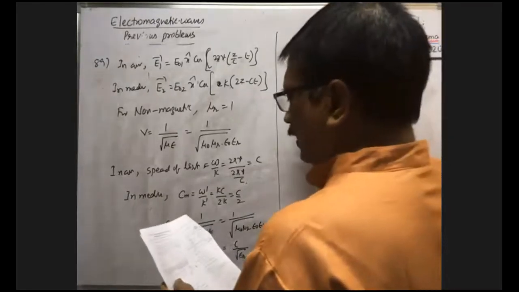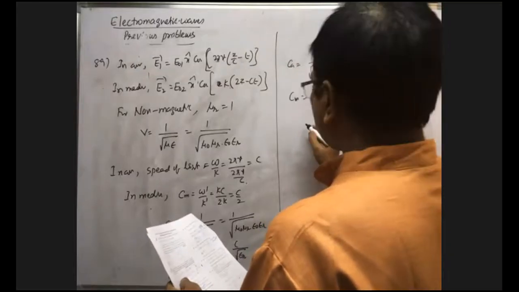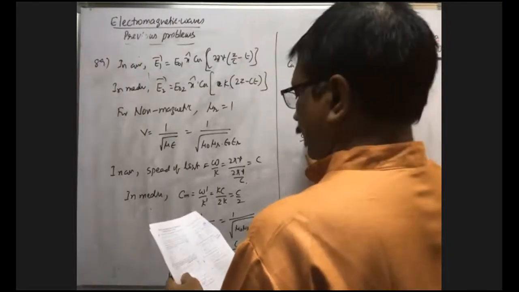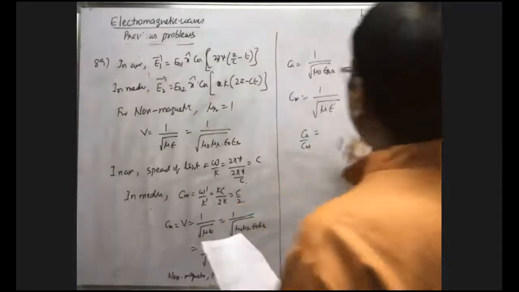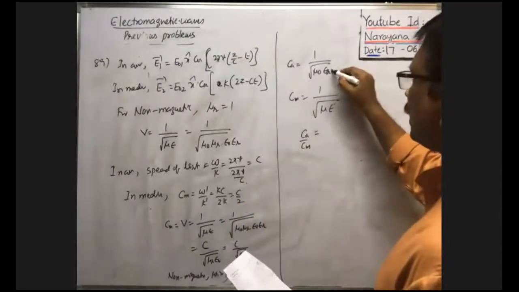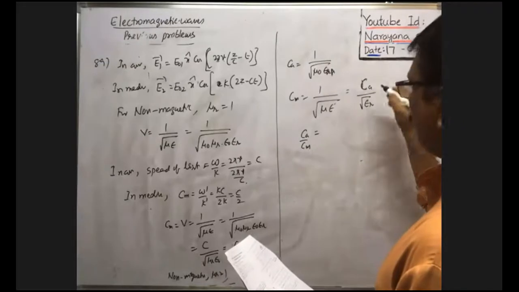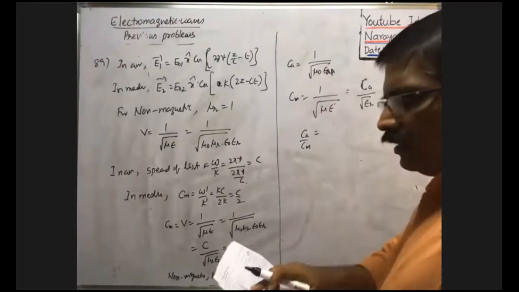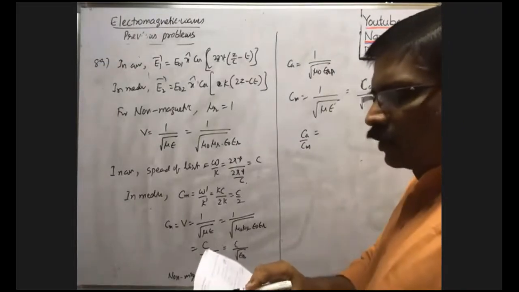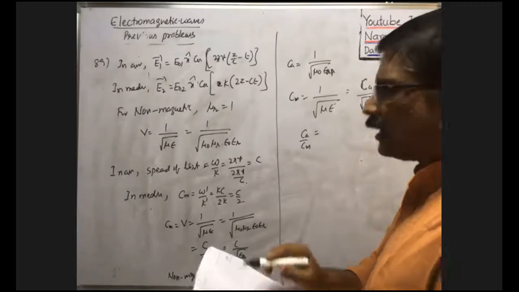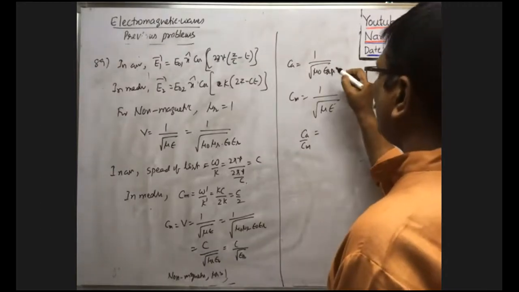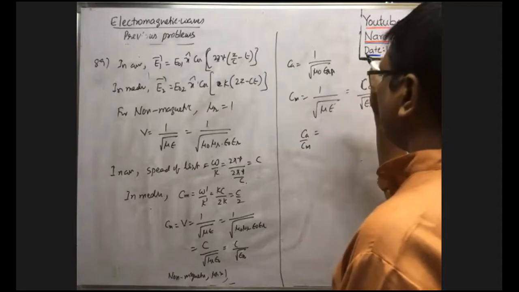Therefore, Ca by Cm is equal to... In air, relative permittivity is given as 1. In the medium, if epsilon r1 and epsilon r2 refer to the relative permittivities of air and medium, in air the relative permittivity is given as epsilon r1.